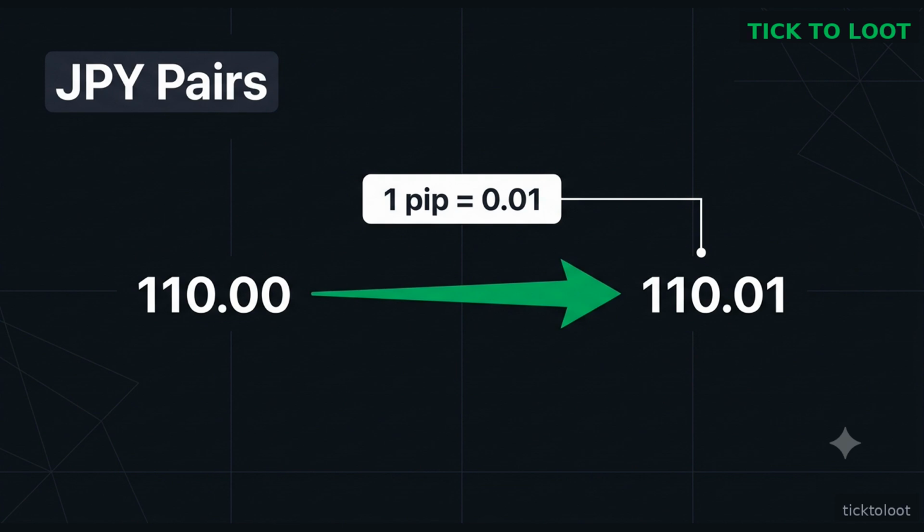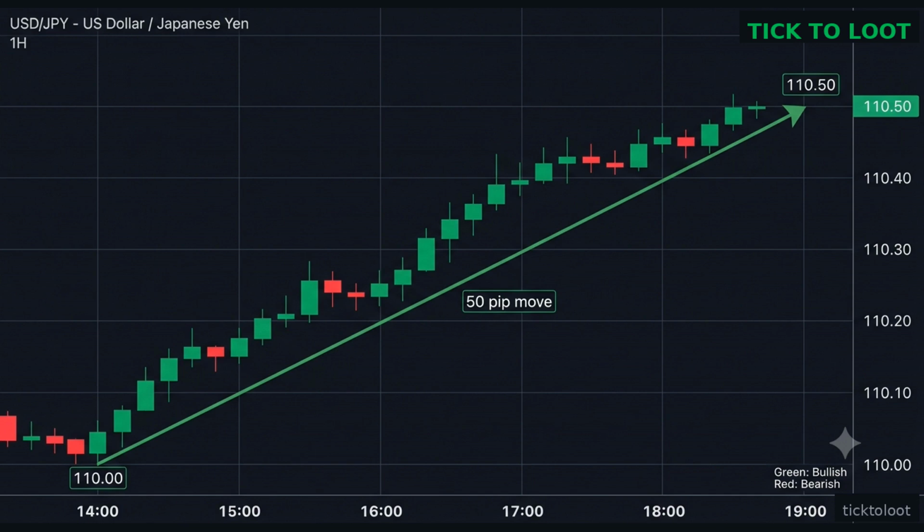However, for JPY pairs, like US dollar to Japanese yen, 1 pip is equal to 0.01. This is because the Japanese yen is a smaller unit of currency, so the pip value is larger. For example, if the US dollar to Japanese yen moves from 110.00 to 110.50, that is a 50 pip move. Just like with other currency pairs, this means the price has moved 50 times the smallest standard price movement.